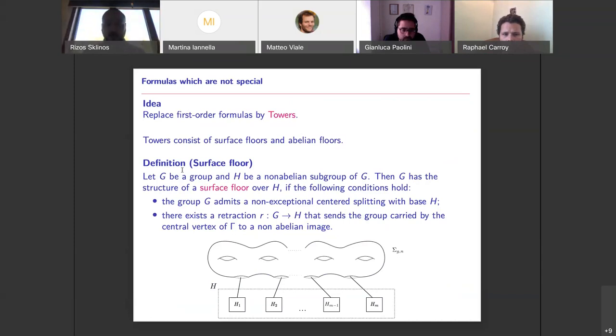So when we can give a group G such a graph of groups decomposition, where we have a center group, which is a surface group, and it connects to the rest through the boundary groups, then we say that G is a surface floor over H. So H now is a free product, H could be a free product H1 times H2 times HM. So that's the construction of a surface floor.